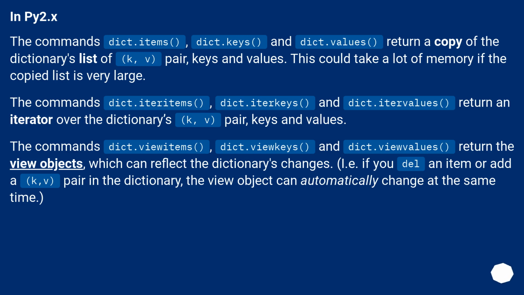The commands dict.viewitems, dict.viewkeys and dict.viewvalues return the view objects, which can reflect the dictionary's changes. I.e., if you del an item or add a (k, v) pair in the dictionary, the view object can automatically change at the same time.